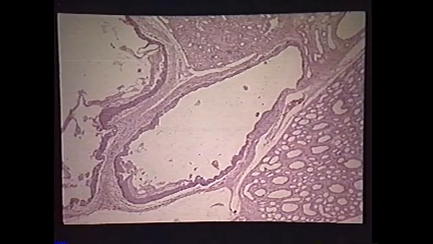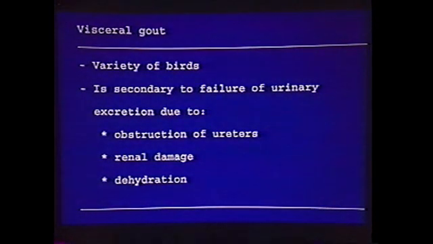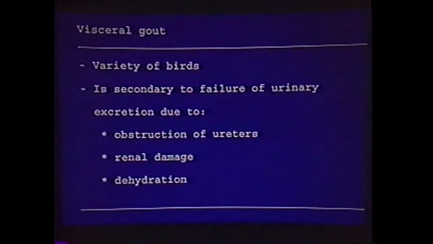Gout, visceral gout, can also be due to vitamin A deficiency. Whenever there is squamous metaplasia and keratinization of the renal tubules and ureters, there will be blockage of these tubes, so the sewage system will be blocked. There will be backup of uric acid in the blood, and then it will be deposited on the serosal surfaces of the various visceral organs, sometimes in the joints as well.